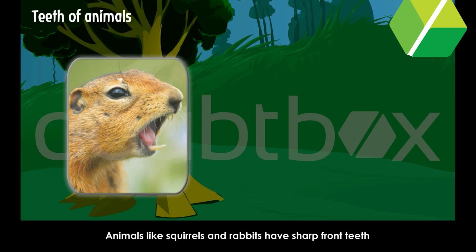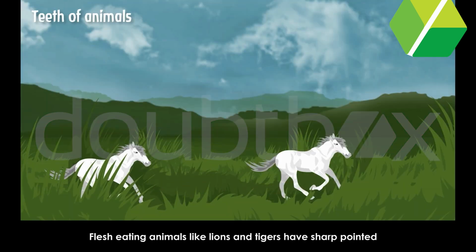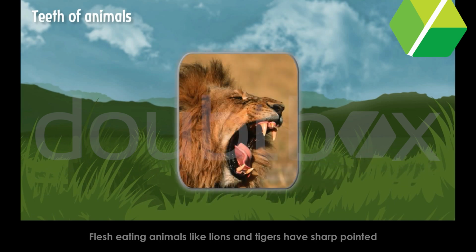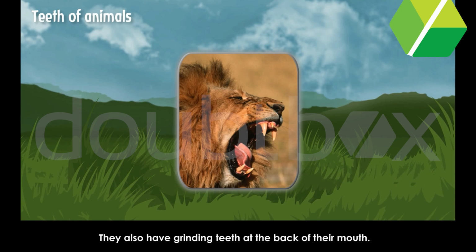Animals like squirrels and rabbits have sharp front teeth to break and bite the seeds and fruits. Flesh-eating animals like lions and tigers have sharp, pointed and slightly curved teeth. They also have grinding teeth at the back of their mouth.